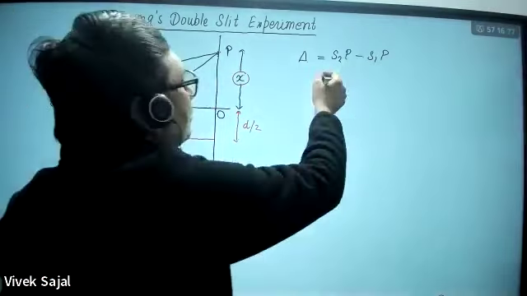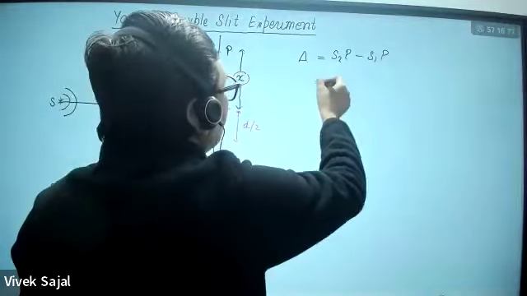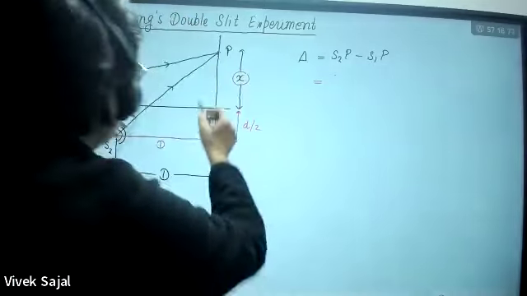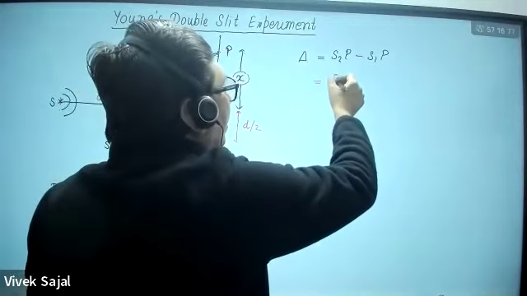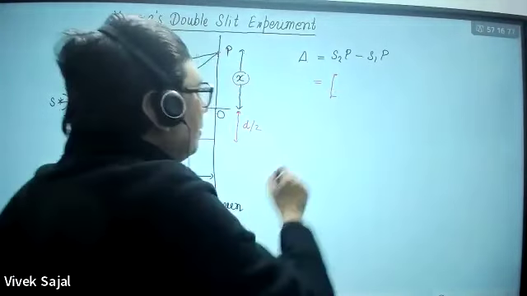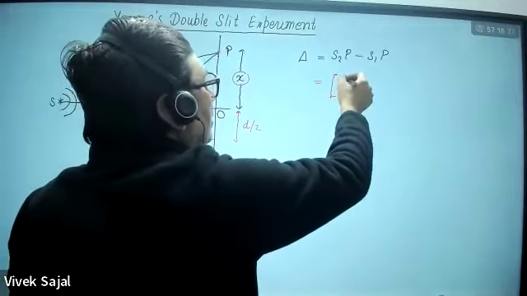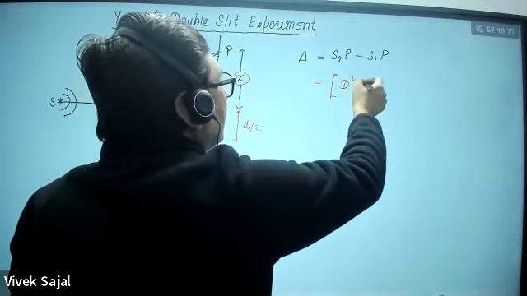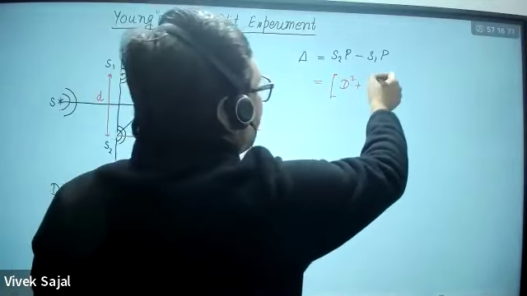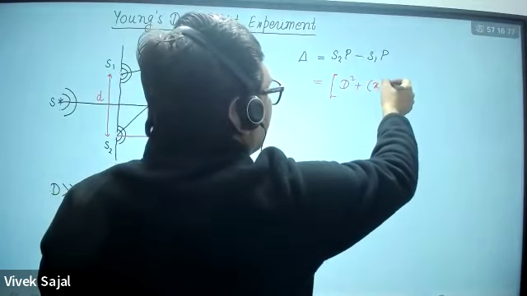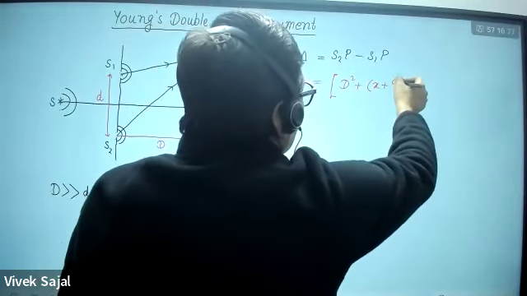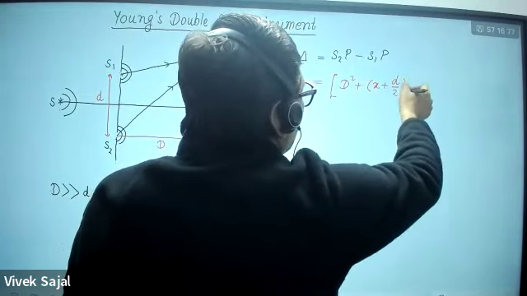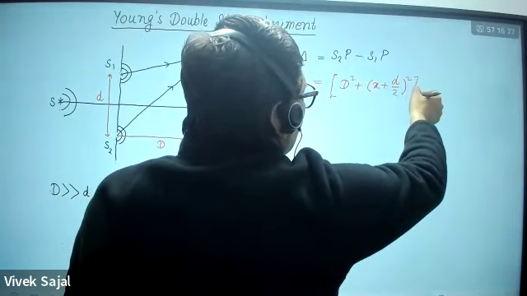So what will be this S2P? You can write, this is S2P, so this will be the square root, or I will write power 1 by 2, of capital D square plus x plus d by 2 whole square.